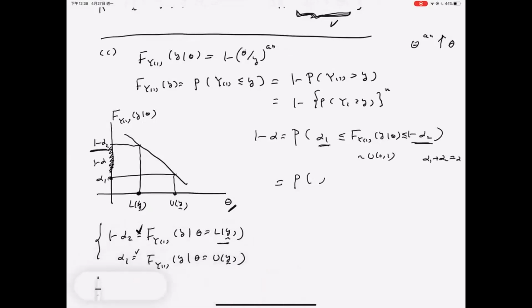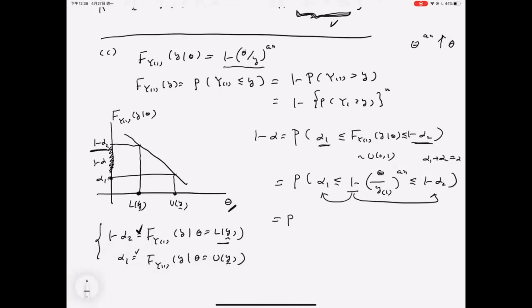What I'm saying is right here, your alpha 1 is bigger than your CDF right here, 1 minus theta over y, then an. But because this is the Y1 CDF, you need to plug in where your Y is Y1. Then 1 minus alpha 2 right here. The way I do so is you can move this term here, move this term here. So let's do that. That means alpha 1 minus 1 is smaller than minus theta over Y1, then an, then smaller than minus 1, right? Minus alpha 2.